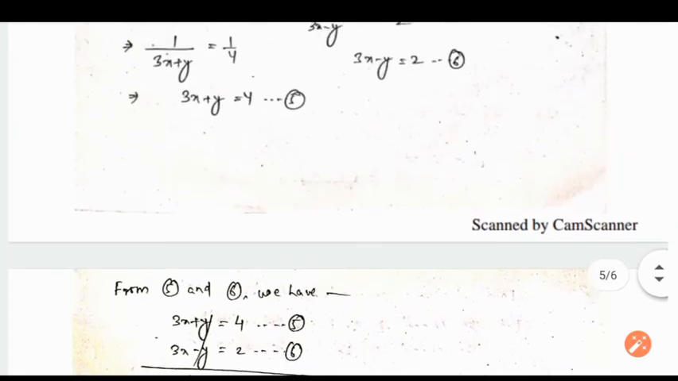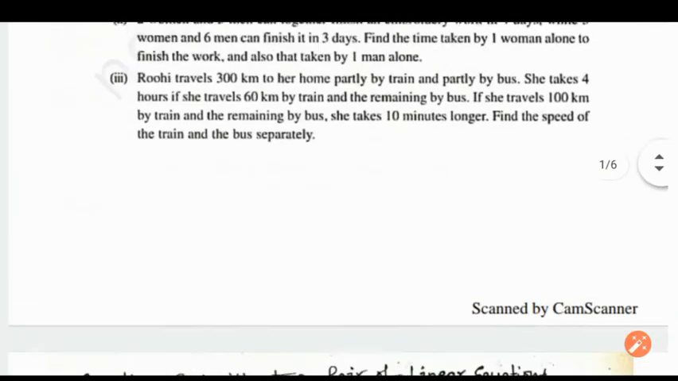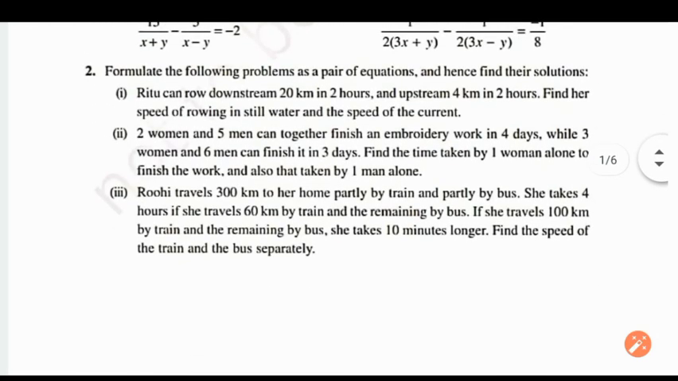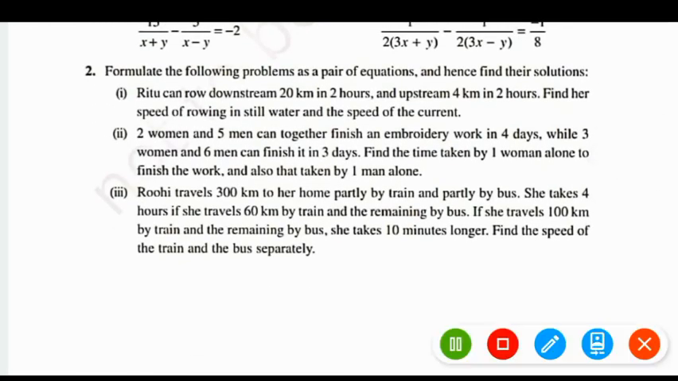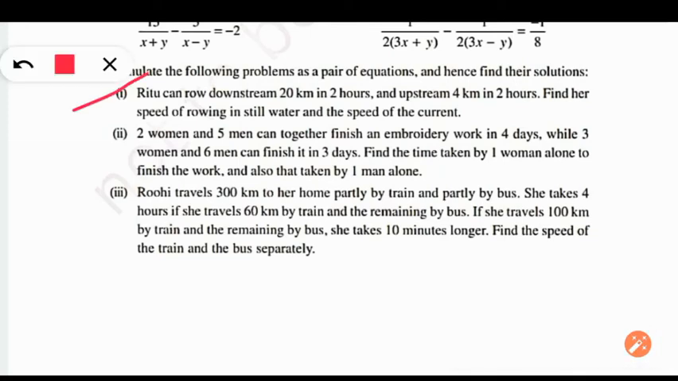First read question number 2, sub part 1. What is the question? One person is there, Ritu, and what is she doing? She is rowing. Where? Down the stream, or downstream. How much distance did she cover? She covered 20 kilometer. And how much duration has she taken? She took 2 hours.